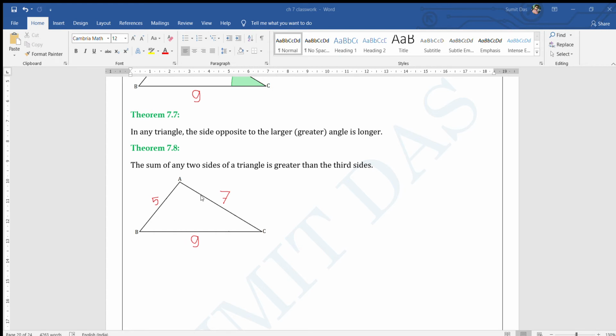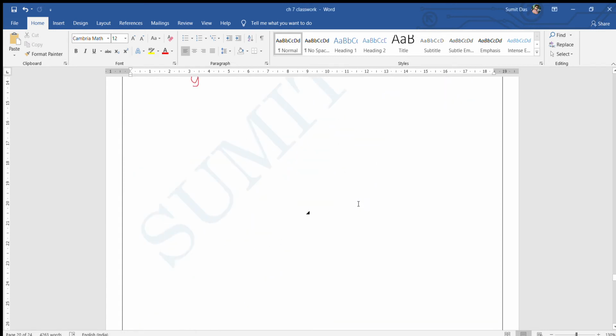I hope all of you learned this theorem in class 8 also, right? So this is a very useful theorem, that the sum of any two sides of a triangle is greater than the third side. Okay, then come to the last, the exercise questions.